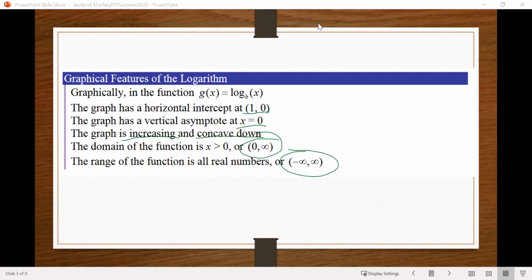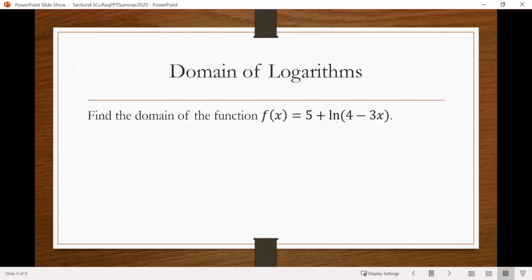All right. So moving on from there, let's talk about finding the domain of logarithms. Here we have this function f of x equals 5 plus ln of (4 minus 3x). Remember the domain has to do with the input values of the function, so all the possible values we can have for x here. To figure that out, this 5 on the outside, we don't need to worry about. That's not going to have any impact on what goes on with the x value.